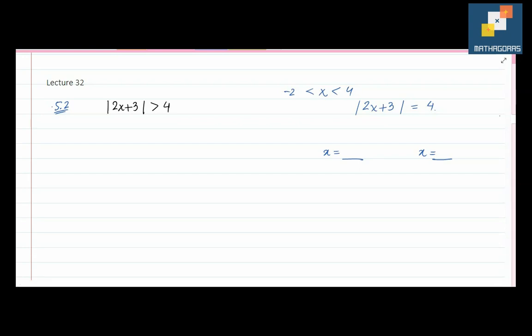Now if we are going to start the question, it will be 2x + 3 should be greater than plus or minus 4. The same step that we had done in exercise 5.1: if you eliminate the sign of modulus, you have to introduce the positive and negative sign on the right side. So it will be 2x + 3, one time we take the positive side and next time we pick the negative sign, right? So it will be negative 4.